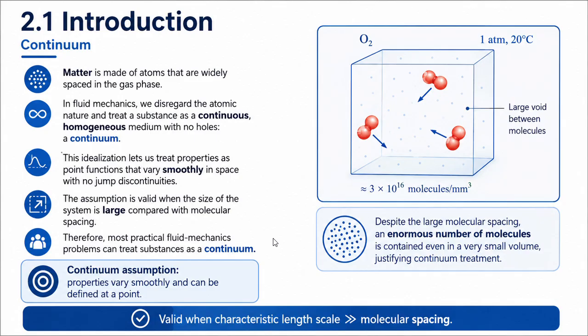The key condition is shown at the bottom of the slide. The characteristic length of the system must be larger than the molecular spacing. So, for example, air flowing around a car or water flowing through a pipe can usually be treated as continuum flow. We do not need molecular level modeling for those cases. This assumption is what allows us to use calculus and differential equations in fluid mechanics.